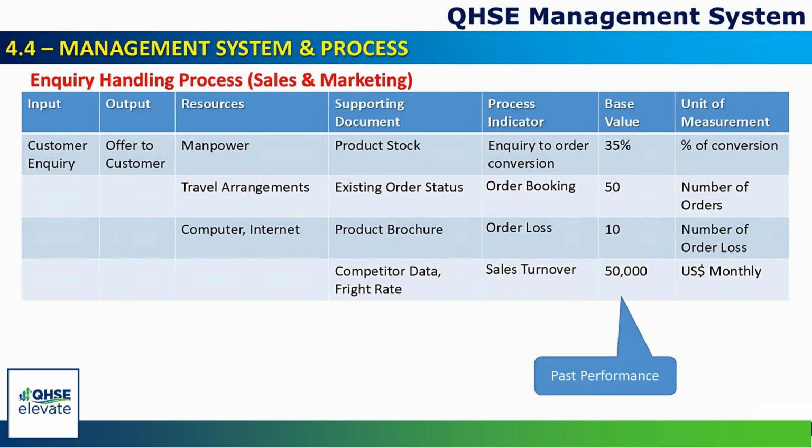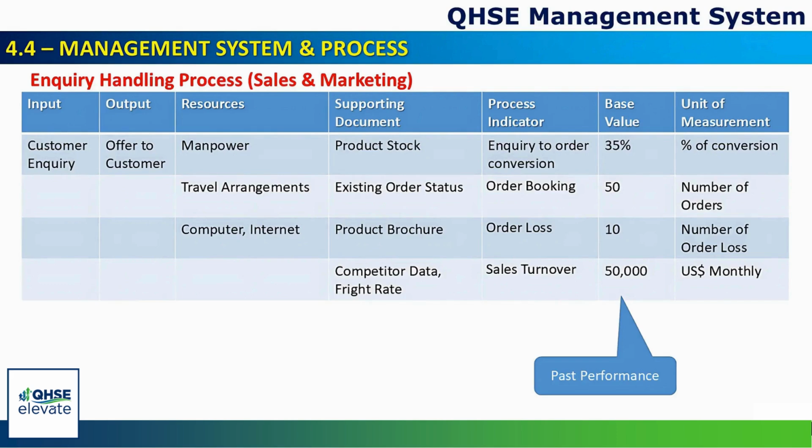The standard also requires setting a process performance indicator to determine whether the process is working well or falling short of expectations. In this example, the process performance indicator could be the inquiry to order conversion ratio, the order booking value in terms of money, the number of orders booked, or the sales turnover value. The indicator may relate to efficiency or effectiveness.